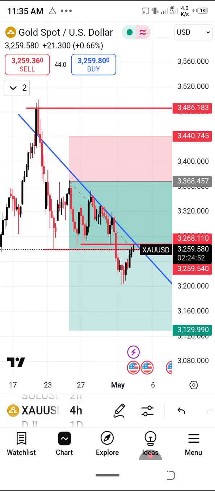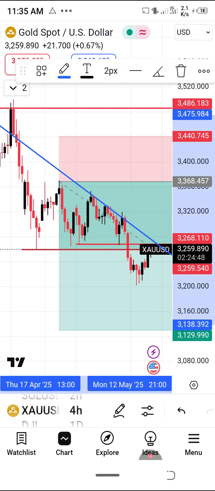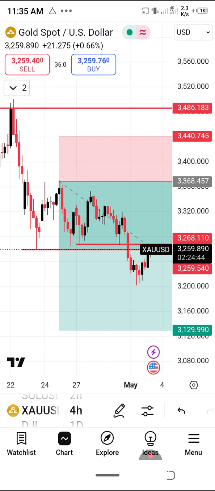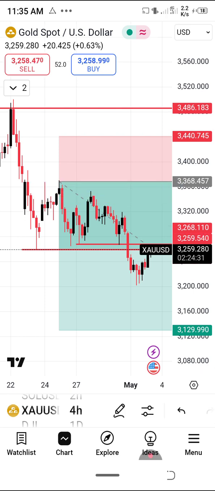But I want to show you something that you need to know. In my last video, I posted the benefit of using order block. What is order block? Look at it here. The benefit of using order block: market will always tap to it. Look at it here, at this point.